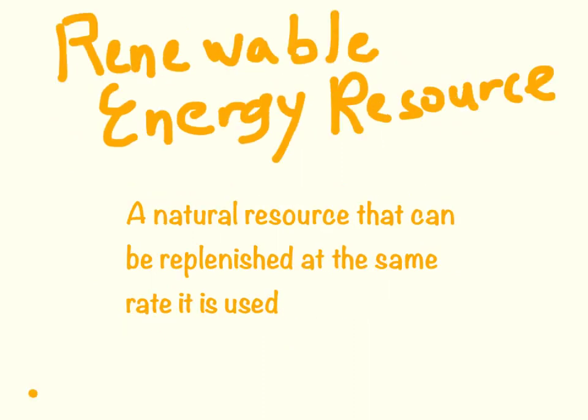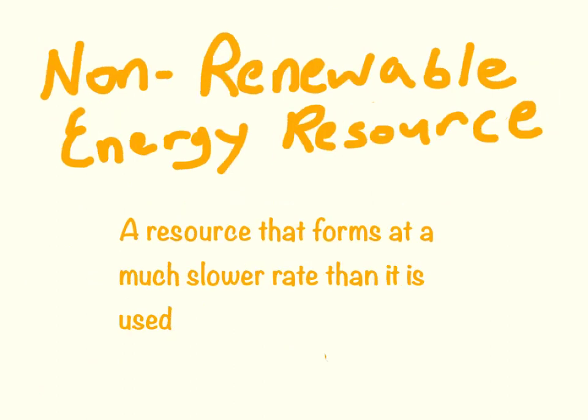The next term is renewable energy resource, and a renewable energy resource is a natural resource that can be replenished at the same rate it is used. So this is like wind power, solar power, anything like that. Next is non-renewable energy resource. A non-renewable energy resource is a resource that forms at a much slower rate than it is used. So this is like coal or oil.